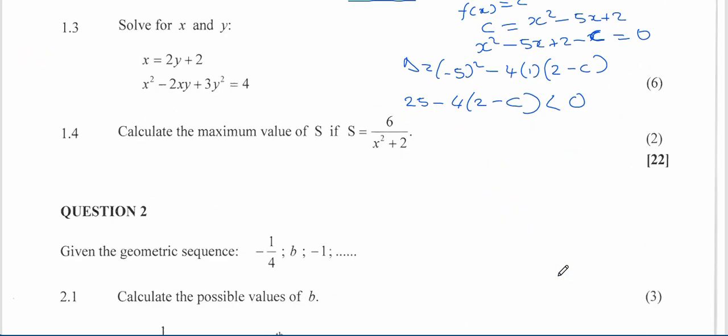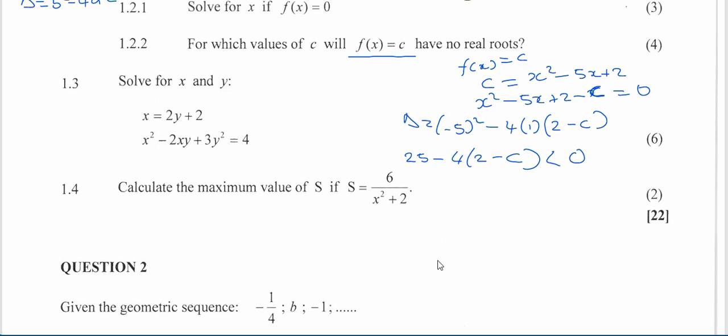So let's expand this. Less than 0. So we are going to take this one to that side. We are going to have 25 less than 8 minus 4c. Then we take this one back, where we say 25 minus 8, which is going to be 17.